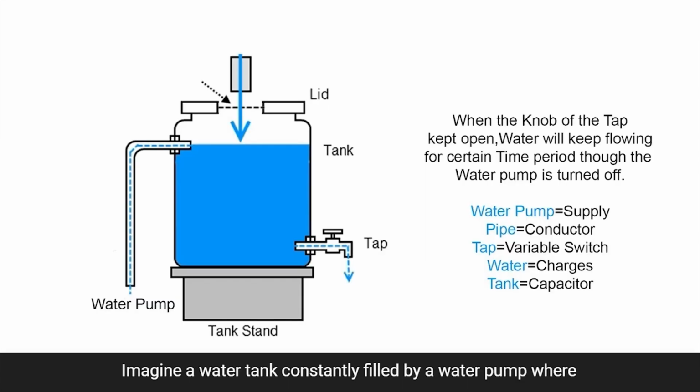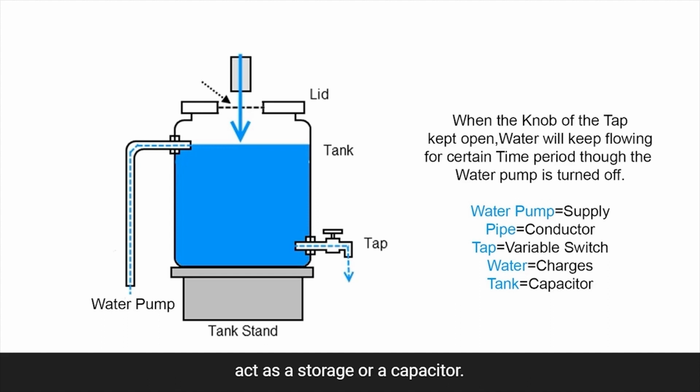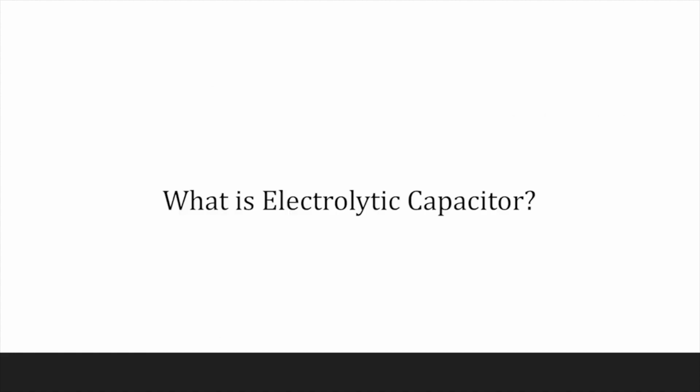Imagine a water tank constantly filled by a water pump, where the tap connected at the house supplies a constant water flow. Though the pump is turned off, as the tank has enough water in it, it allows a constant water flow through the tap. Hence, the tank acts as a storage, or a capacitor.